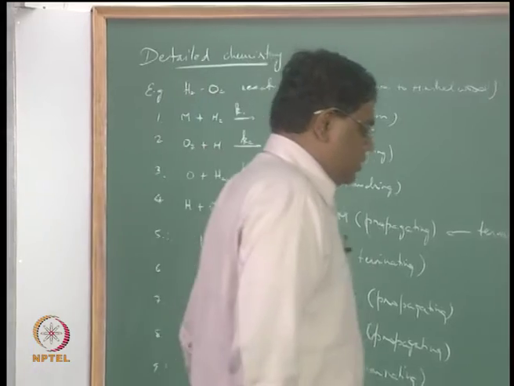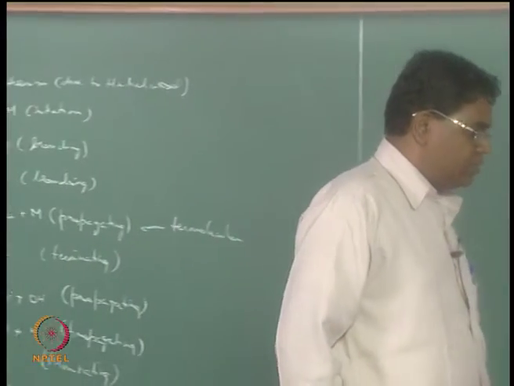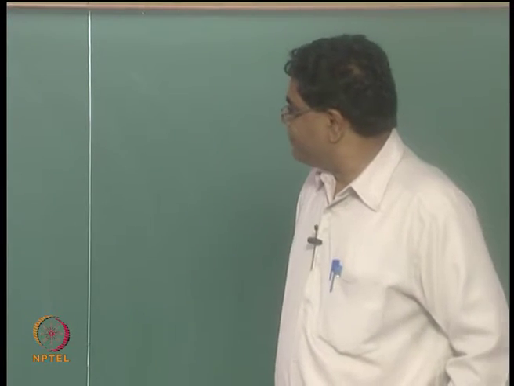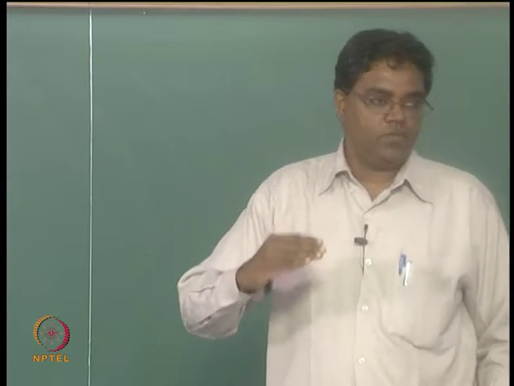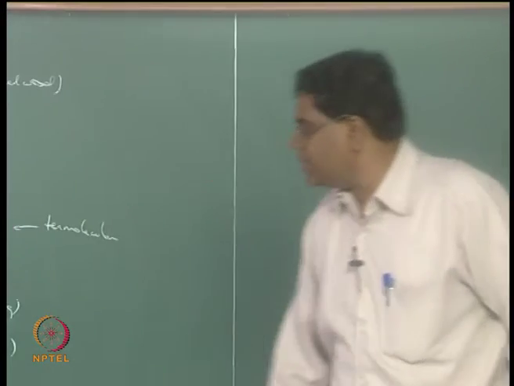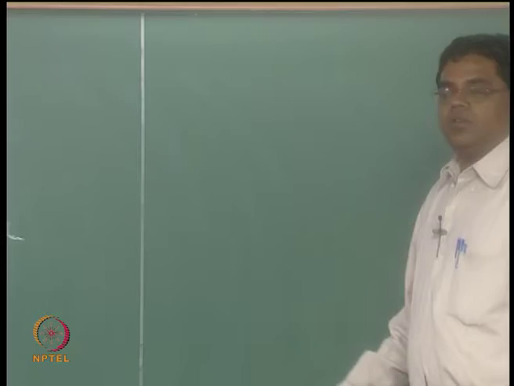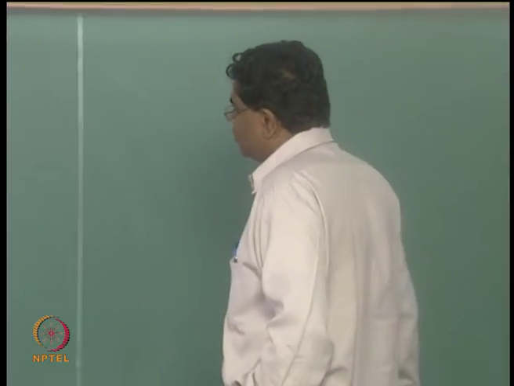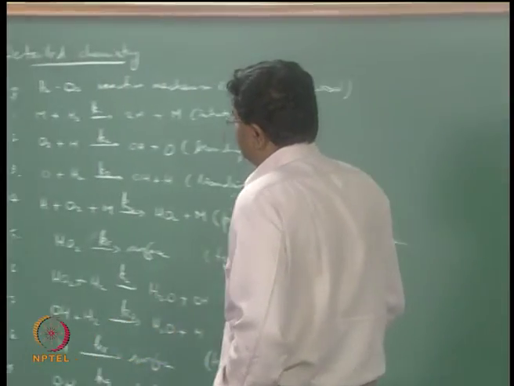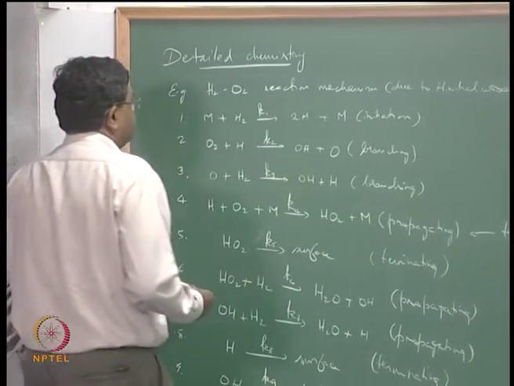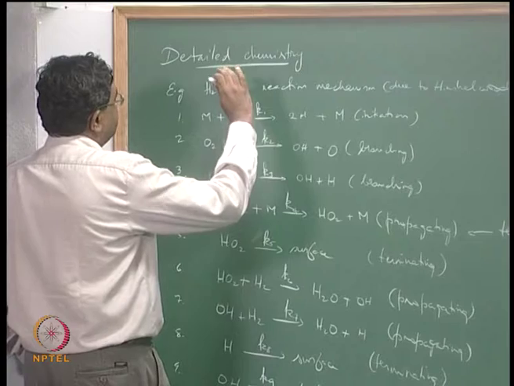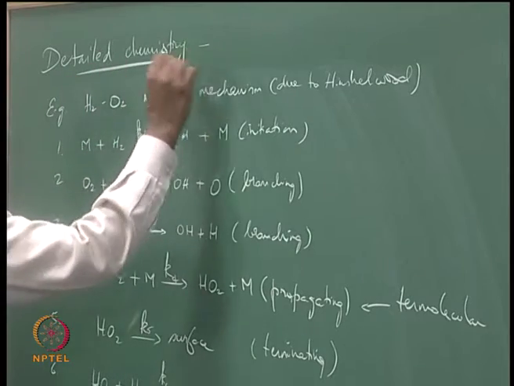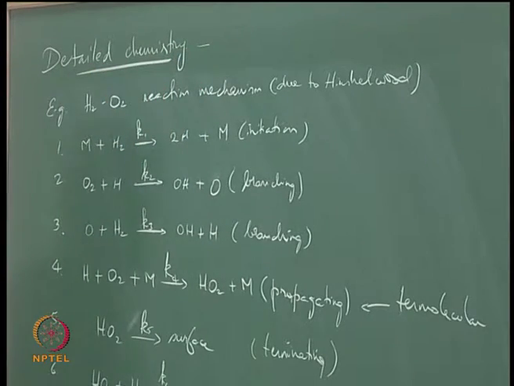But in reality what we are having is reactions actually happening at the molecular level, and these are what we call elementary reaction steps. So if you have to consider reactions happening at the elementary reaction level, then we have to look at what is called detailed chemistry.